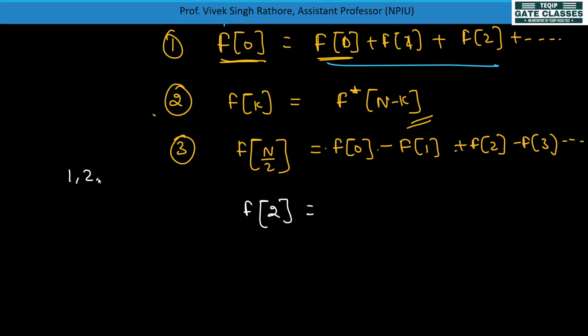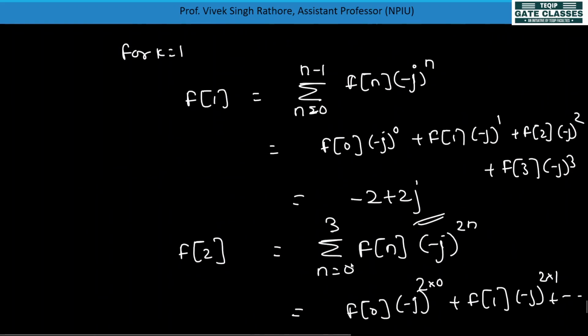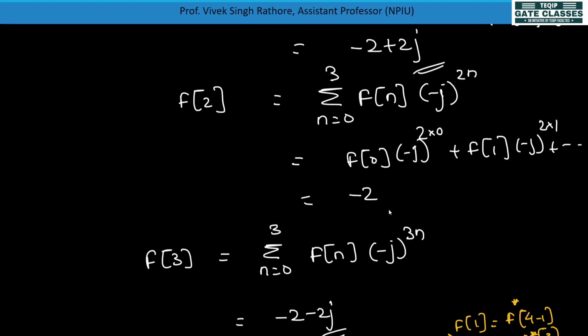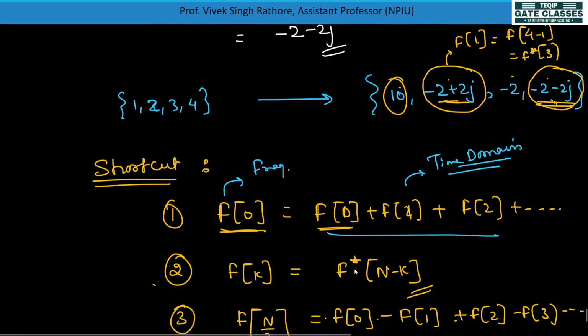What is the first, second, third, fourth? This was your f of n, this is your f of 0. So we do 1 minus 2 plus 3 minus 4. 1 minus 2 is minus 1, minus 1 plus 3 is 2, 2 minus 4 is minus 2. Can you see the answer is minus 2 only? Where K is equal to 2, it is minus 2.